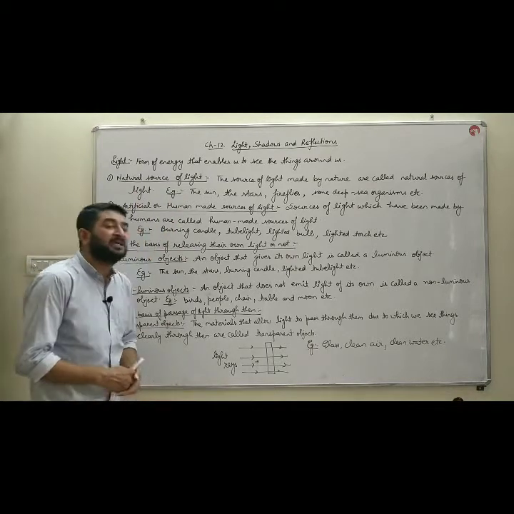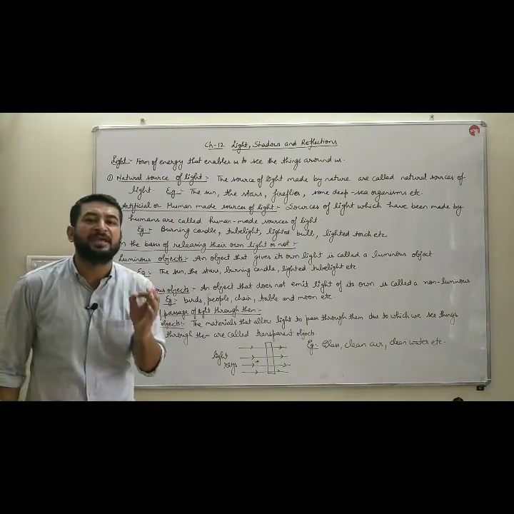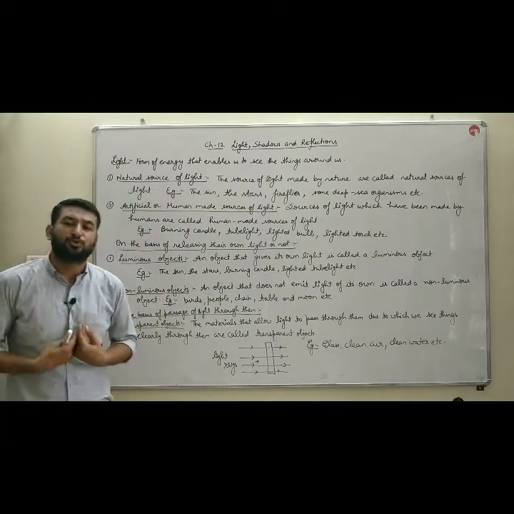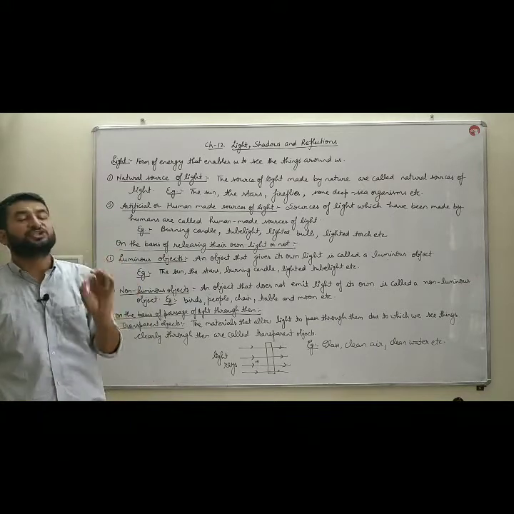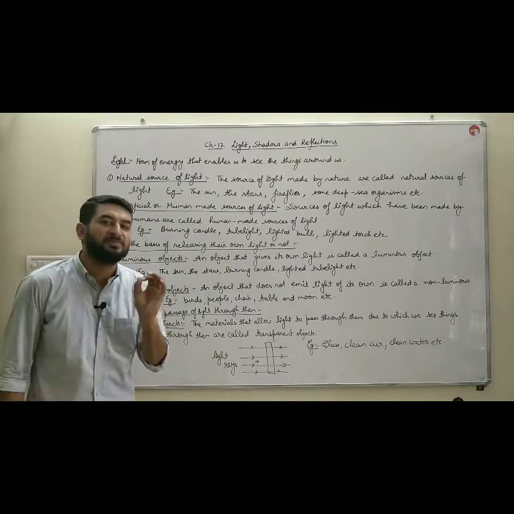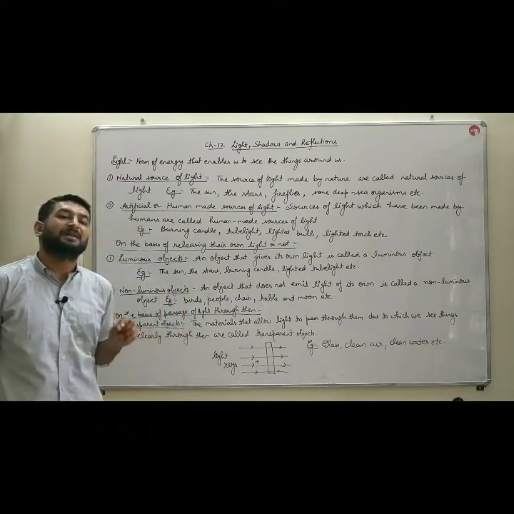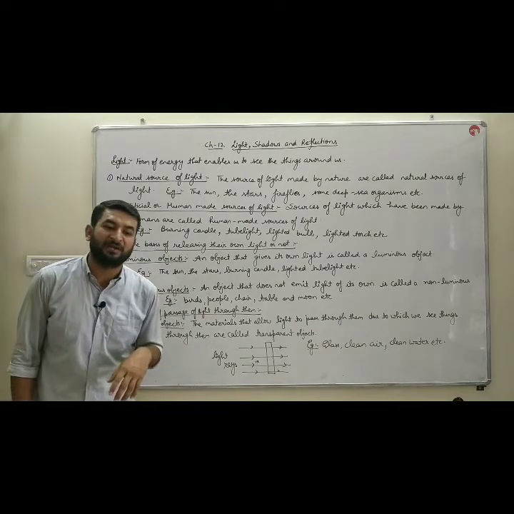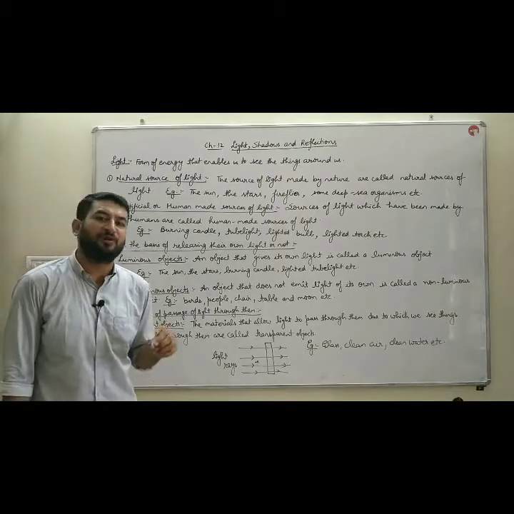The other one is artificial or human-made sources of light. As its name indicates, beta, the sources of light which are made by the human beings for their well-being, for their use, are known as human-made or artificial sources of light.